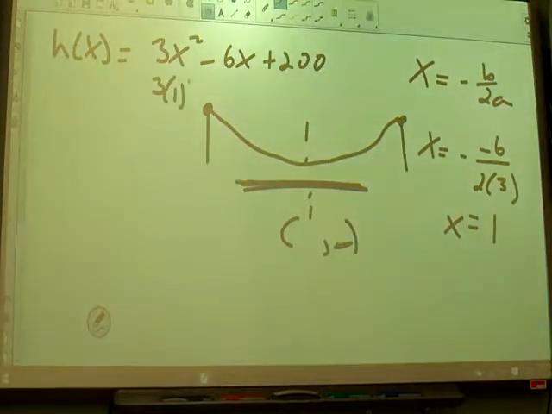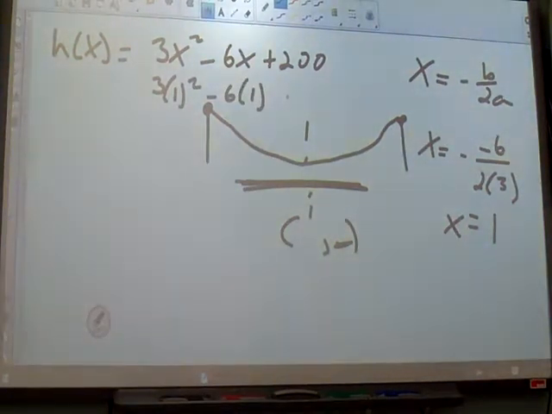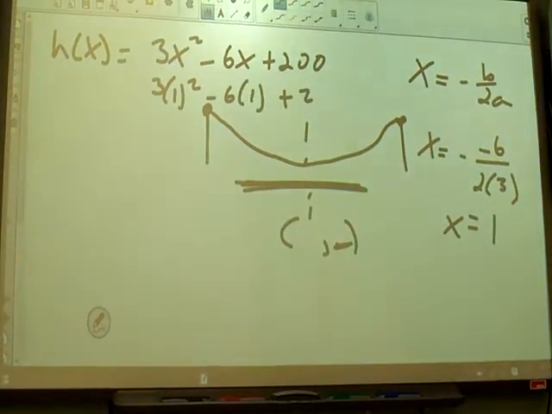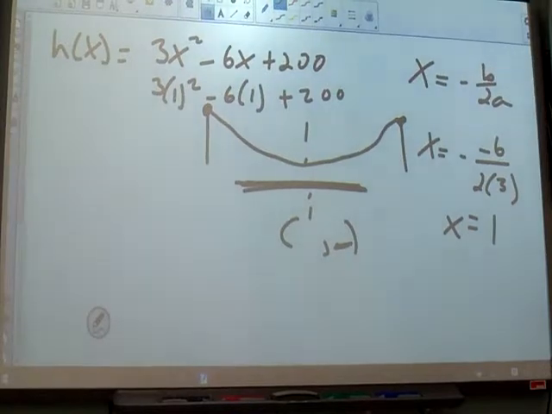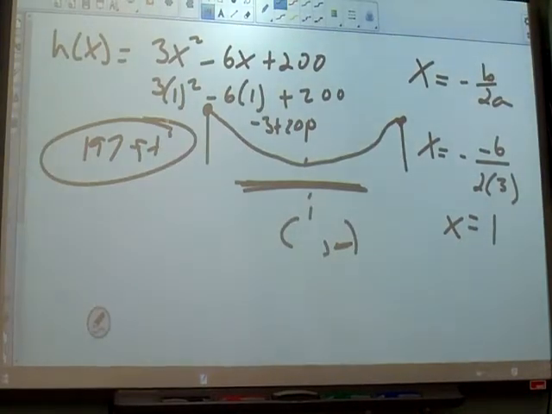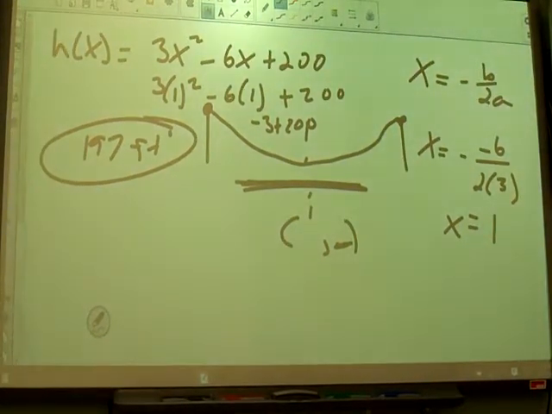So 3 times 1 squared minus 6 times 1 plus 200. 1 squared is 1, 3 is 3. 3 minus 6 is negative 3, so I got negative 3 plus 200. Well, that's 197 feet. So on my picture that I drew there, it makes it look like the road is pretty close to that hanging cable. But in reality, we just found out it's 197 feet away from that hanging cable. So you don't got to worry about it hitting you in the head.